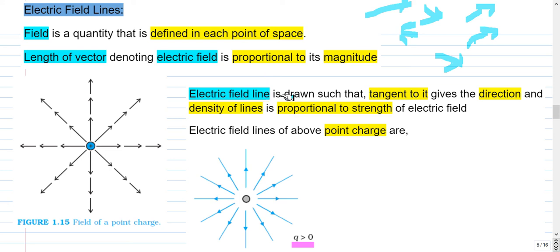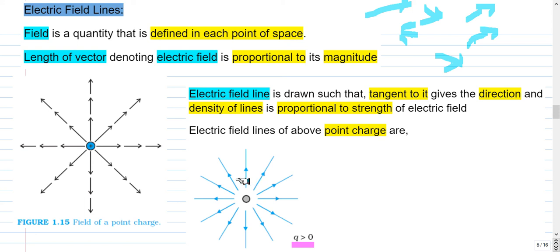To draw electric field lines, this is the rule to be followed. It should be drawn so that the tangent to it gives the direction of the electric field, and the density of the lines is proportional to the strength. So we have to draw a curve which is touching all these field vectors. So the electric field lines will look like this for a positive charge. If you take any point and draw a tangent to it and put an arrow mark in the direction shown on the line, it will give the electric field at that point.